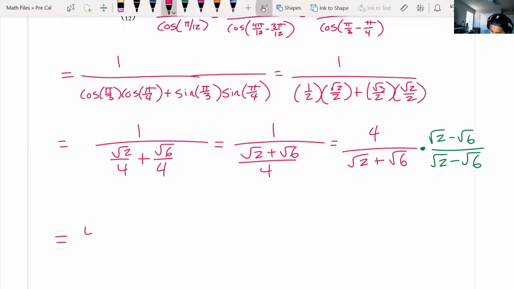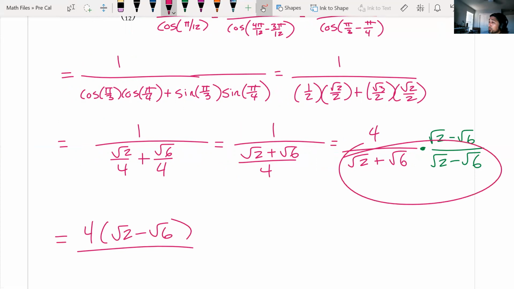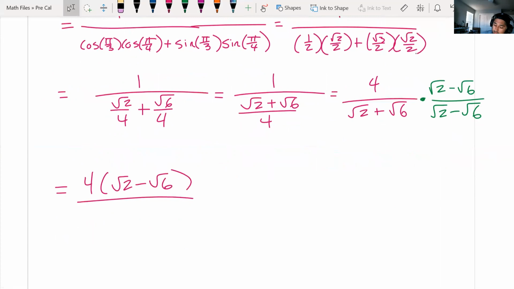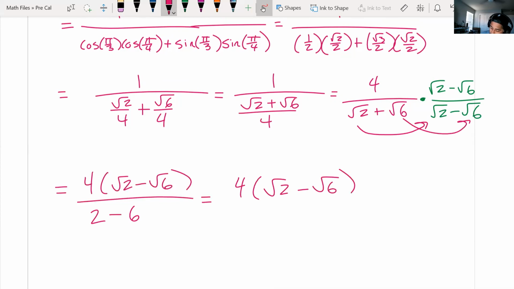Which means you'll get 4 times square root of 2 minus the square root of 6 over, and when you FOIL these two, will you have a middle term? No, it'll cancel. Good. So what's square root of 2 times square root of 2? 2. No middle term. And what's square root of 6 times square root of 6? 6. Good. 4 times the square root of 2 minus the square root of 6 over negative 4.